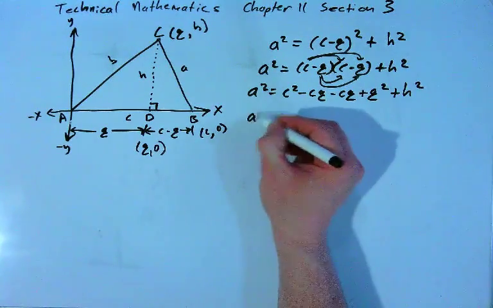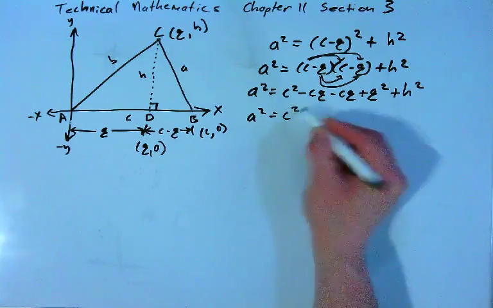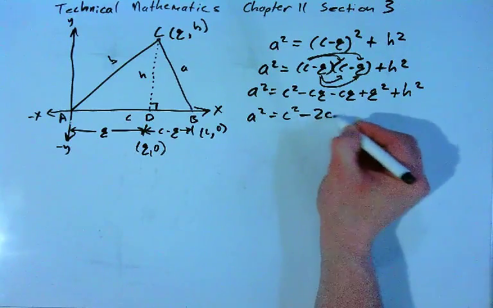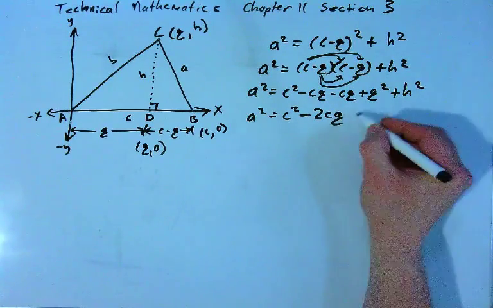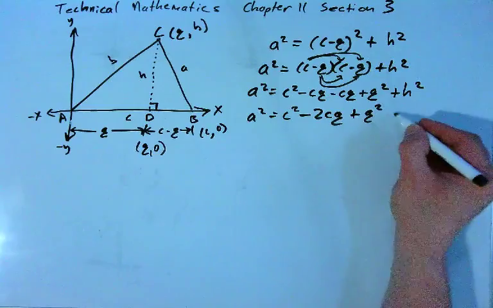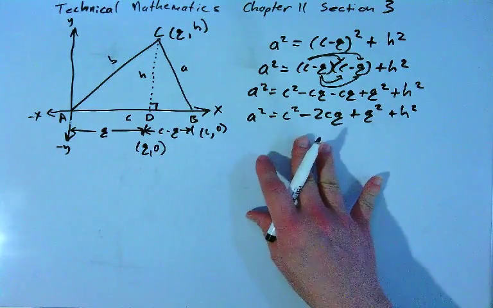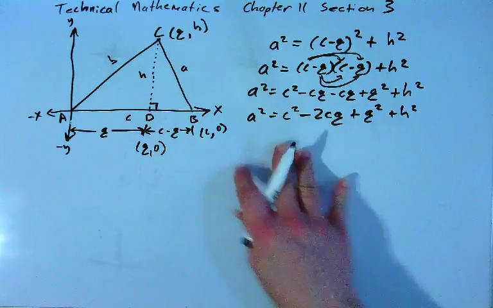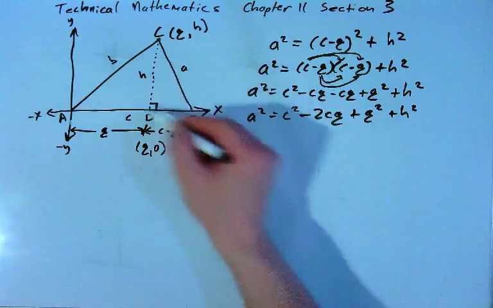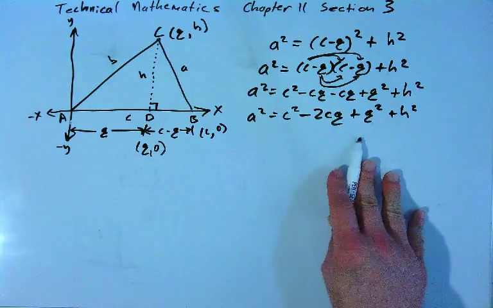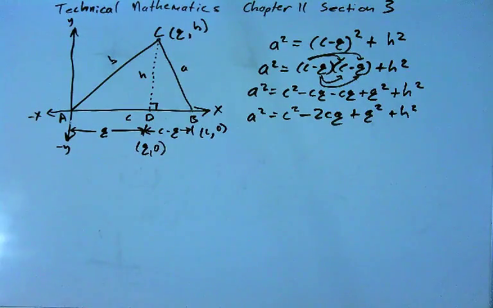I should combine them. So A squared equals C squared. I have two negative CGs, so that's going to be minus 2CG. Right? That's combining those like terms. Plus G squared plus H squared. Okay, so this is the Pythagorean theorem applied to this triangle. Right? So A squared is going to be equal to C squared minus 2CG plus G squared plus H squared.